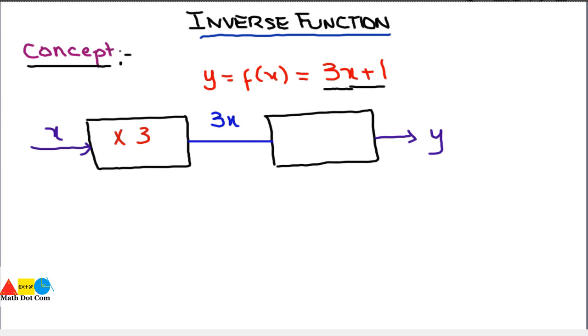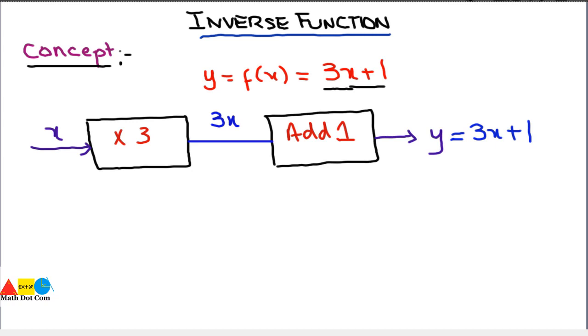Now, in the next phase, you have to add 1 in order to make the given function. So I'll write add 1. What will be the output? The output will be y equals 3x plus 1. So this is how we have made the given function.